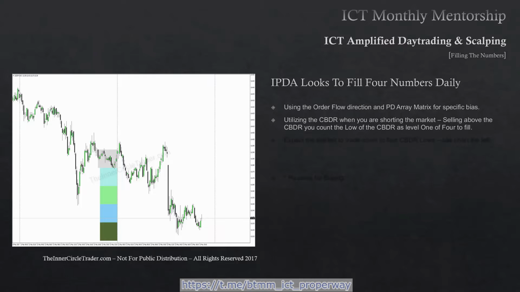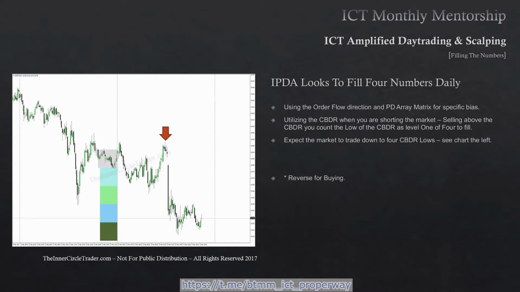So you'd be ideally shorting above that low. So when price trades down in your favor when you're short, when you cross over the central bank dealers range low, that counts as 1 of 4. We expect the market to trade down to 4 central bank dealers range lows. And let's look at the chart and see an example. And everything we're showing here, you would just reverse for buying.